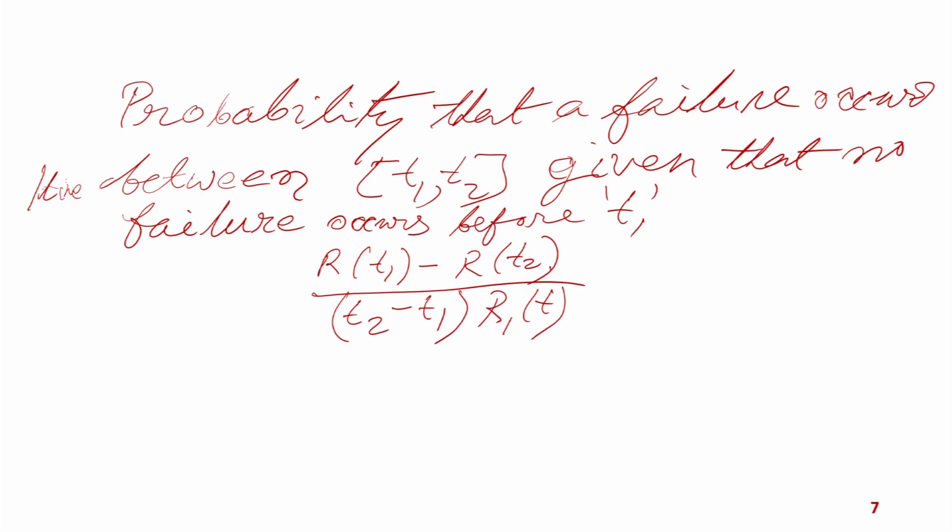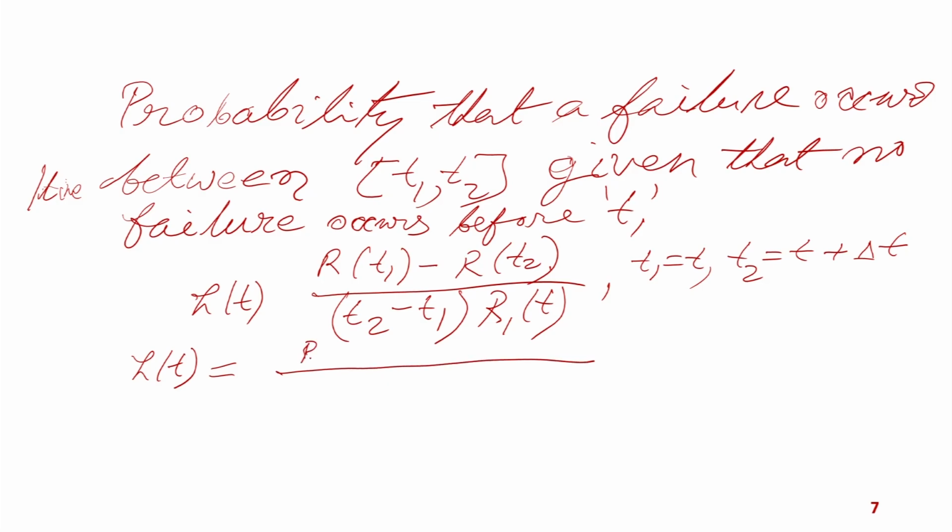So, now what I will do, we will put t1 equal to t and t2 we will put as t plus delta t. So we are just writing in terms of a short time interval delta t. If I do that, so this is my h(t). So the h(t) will be equal to R(t) minus R(t plus delta t) divided by delta t into R(t).